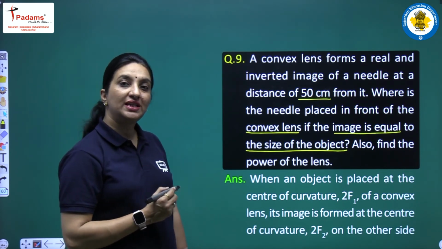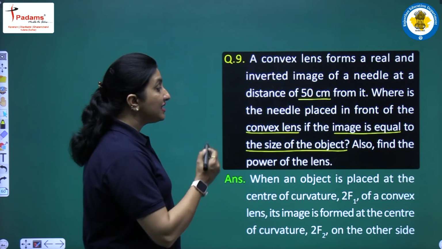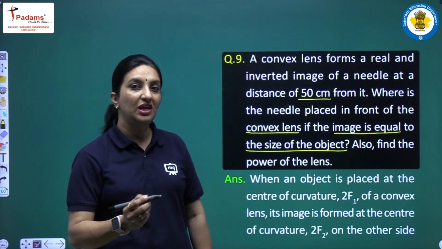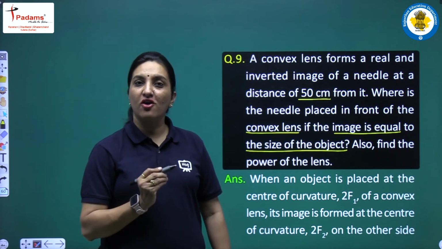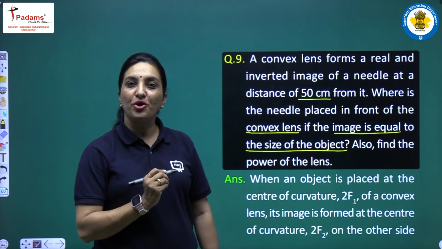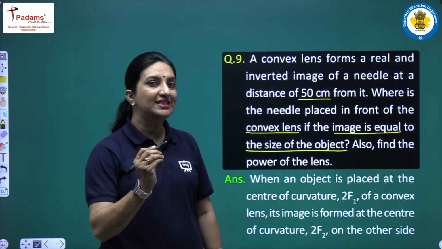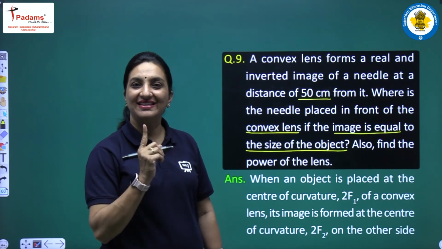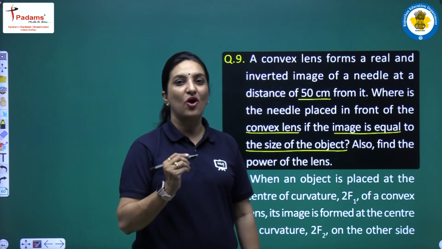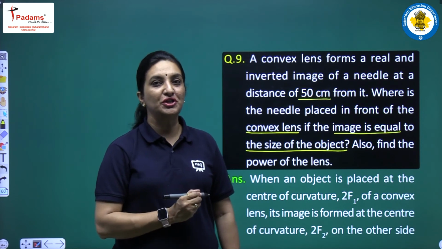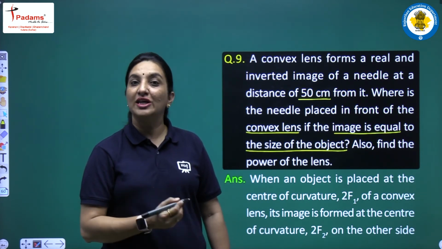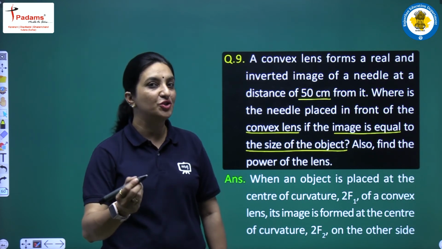Now students, what is given here? That the size of the object and the size of the image is equal. So students, recall where the object has to be positioned in order to get an equally sized image. Yes, the position of the object has to be at the center of curvature, which is denoted by C1, or in some books we have 2F1. Here we have denoted it always by 2F1.